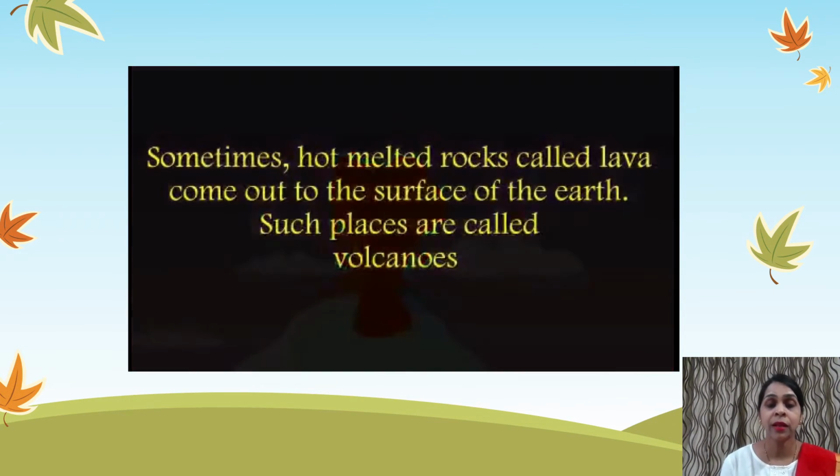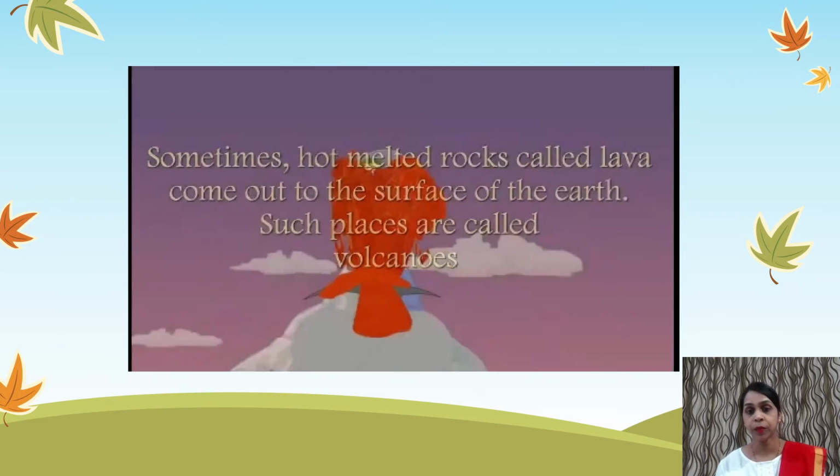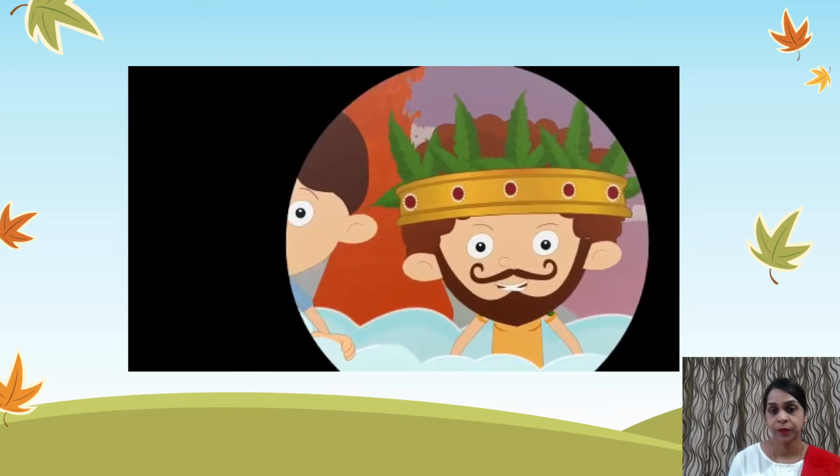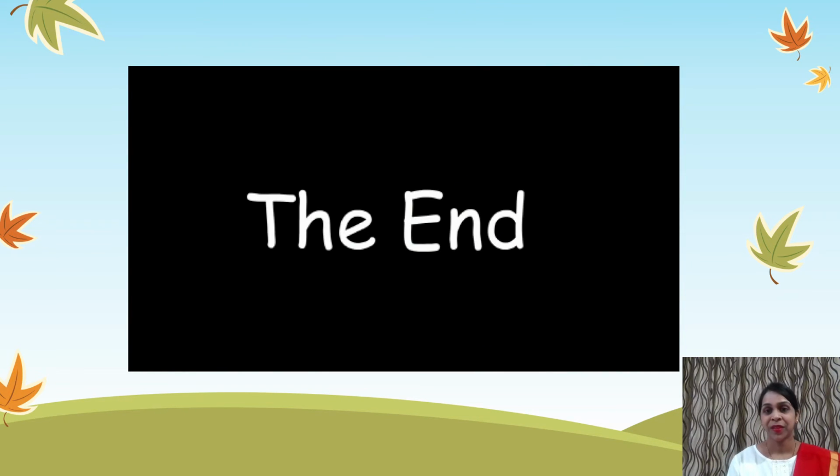As you see, sometimes hot molten rock called lava comes out to the surface of the earth. Such places are called volcanoes. I hope you understand. Students, I hope you understand the interior of the earth.